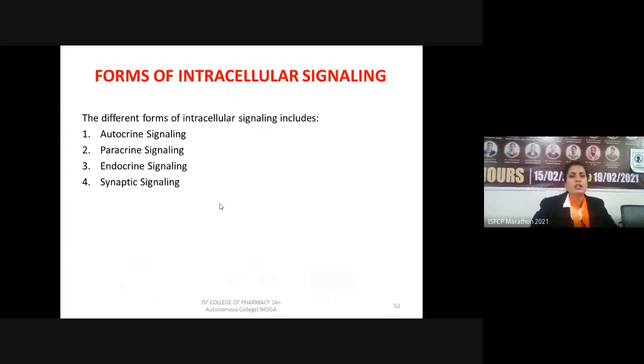Next, we have the forms of intercellular signaling. Intercellular signaling means the signaling between cells. It is divided into four main types. First type is autocrine signaling. Second we have paracrine signaling. Third we have endocrine signaling, and at last we have synaptic signaling. Now let's study these signaling one by one.